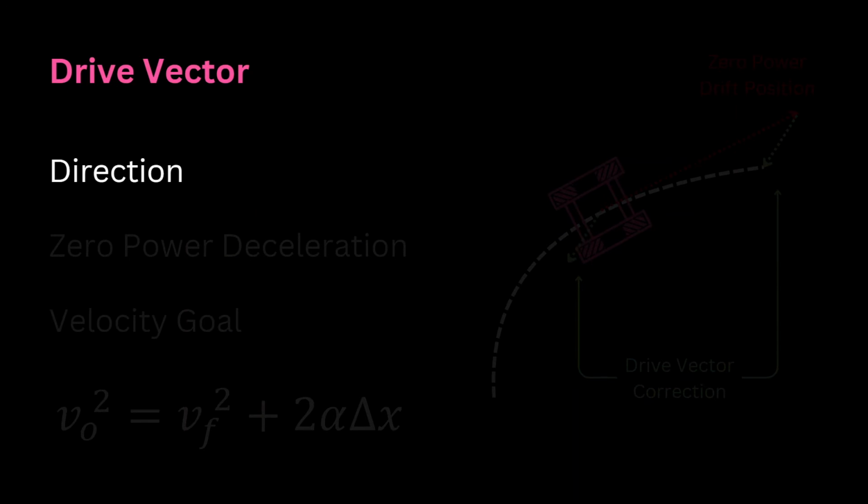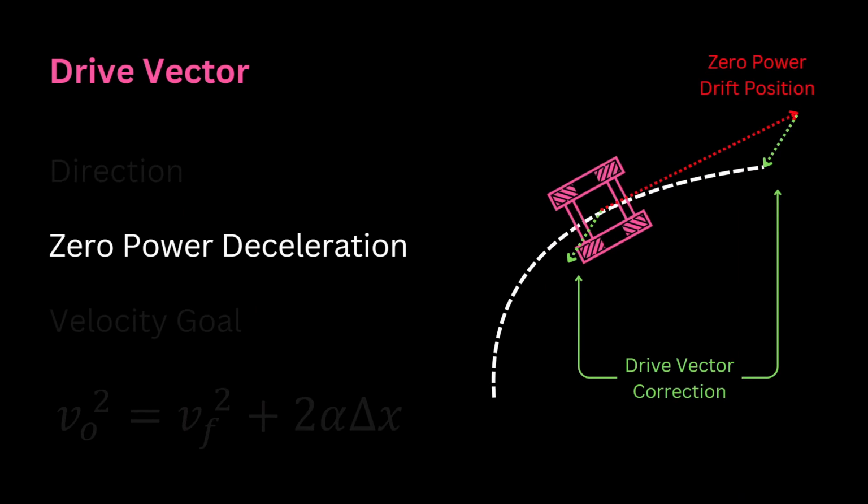Now moving to the drive vector. This vector does use a large and small PID like the previous vectors, but it needs to be tuned very carefully because the drive vector is very sensitive. The direction it faces is actually just tangent to the path, since it's the vector that moves us along our path. To find the drive vector, we need to find the zero power deceleration.